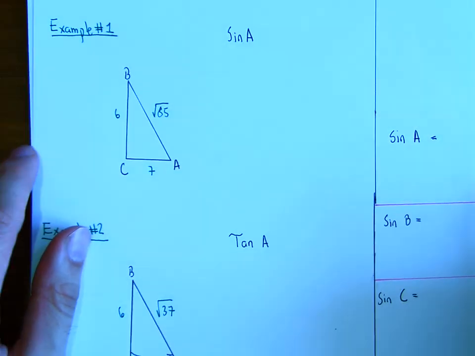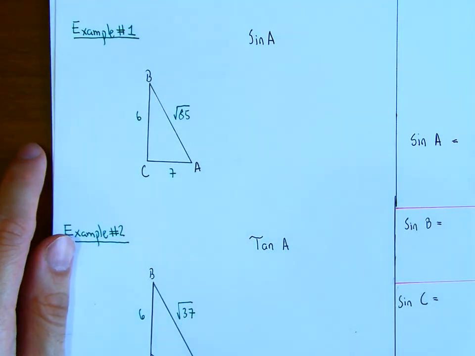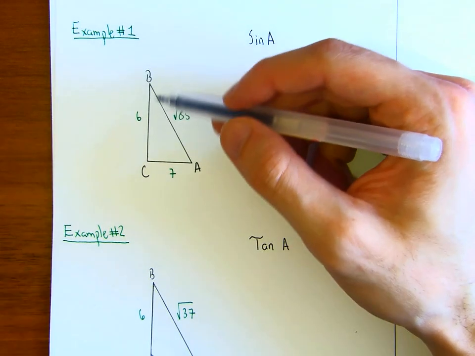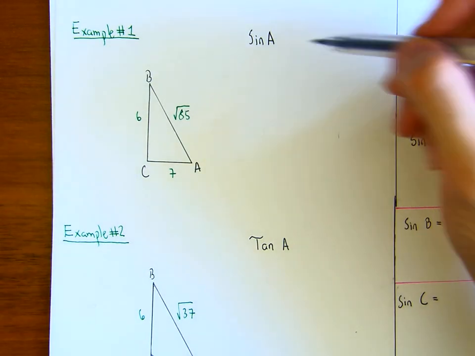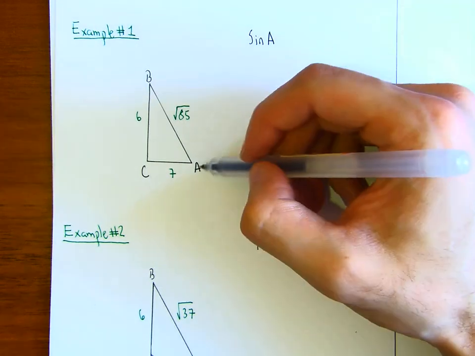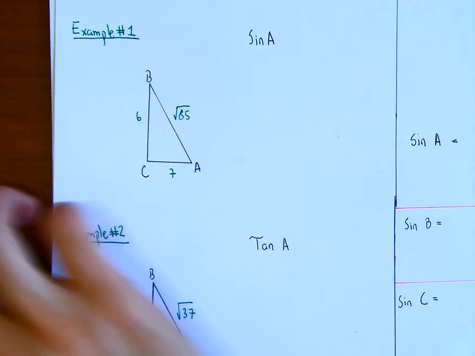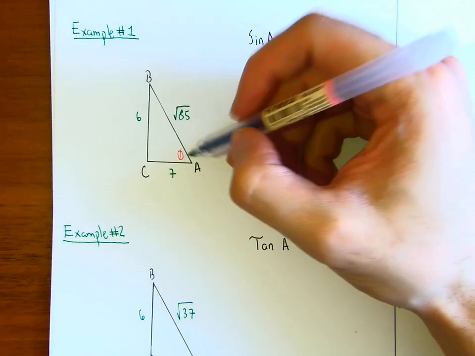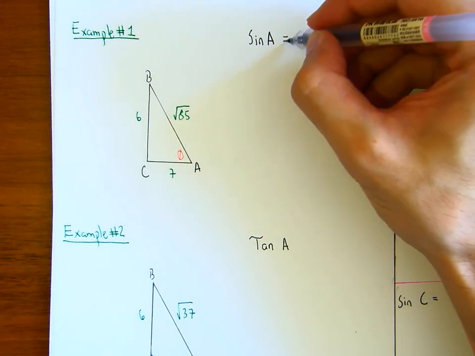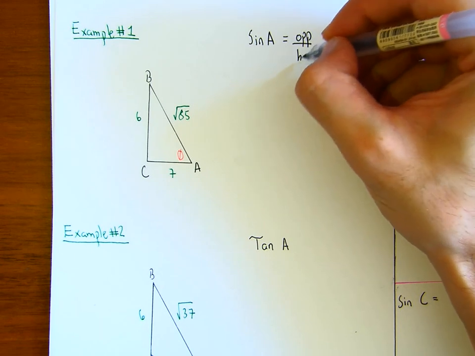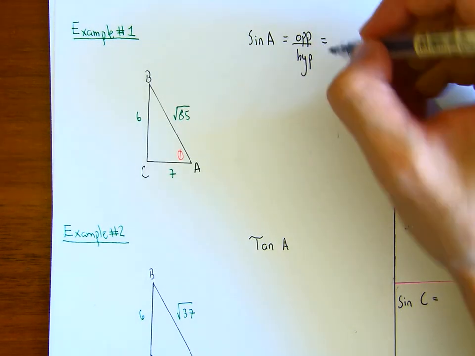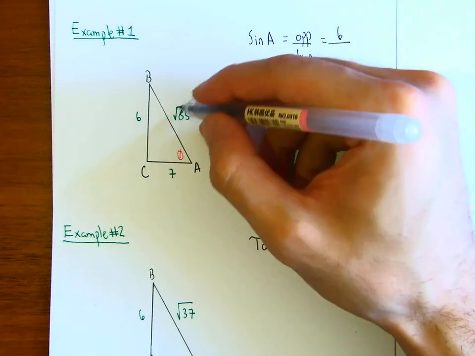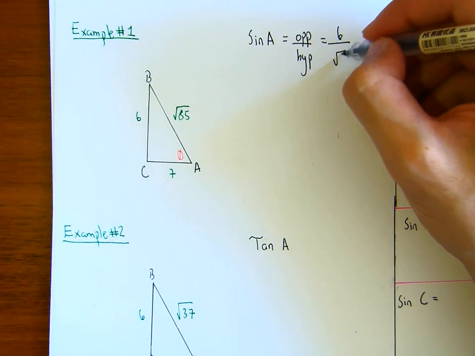Imagine if we had this over here, and we wanted to find sine of A. Notice, what I want you to do is take your time and draw this diagram. It's saying, what is sine of A? Here, if this is A, let's put our theta at A. Okay. Now, what is sine of A? So here we need to do opposite over hypotenuse. What's the opposite? It's 6. And what's the hypotenuse? It's square root of 85.